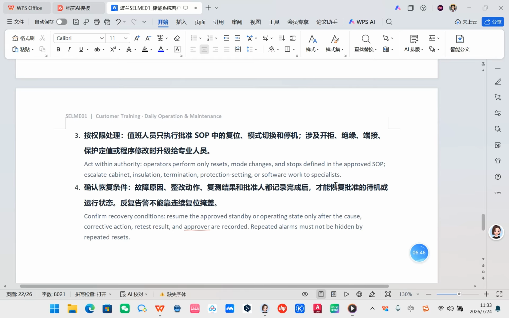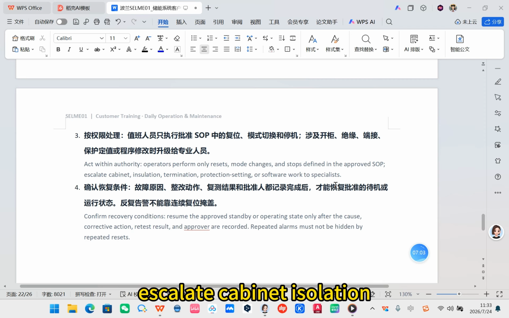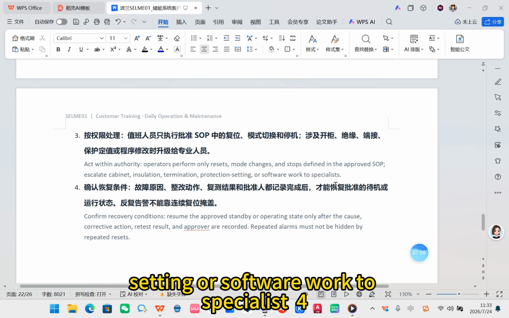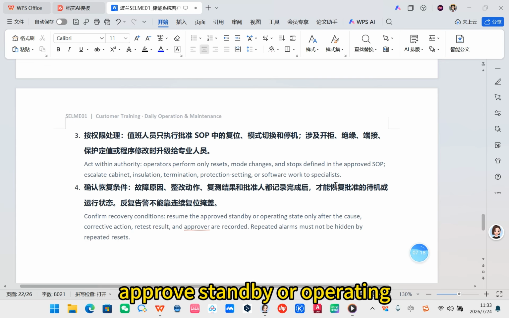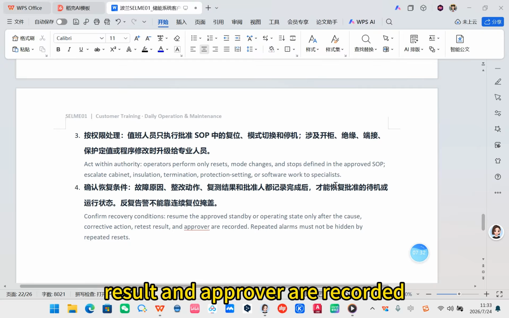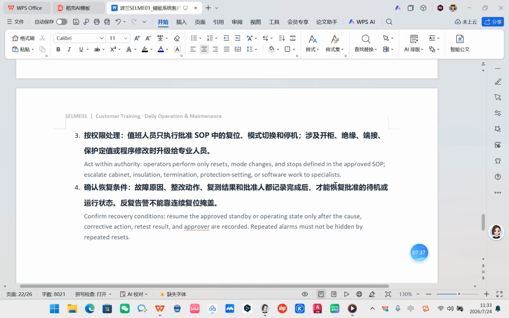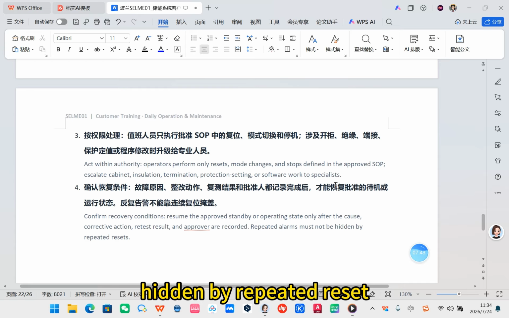3. Act within authority. Operators perform only reset, mode changes, and stop as defined in the approved SOP. Escalate cabinet installation, termination, protection setting, or software work to specialists. 4. Confirm recovery conditions. Resume the approved standby or operating state only after the corrective action result and approval are recorded. Repeated alarms must not be hidden by repeated reset.